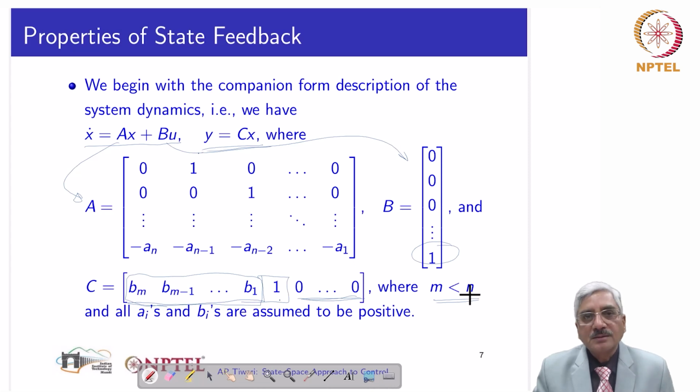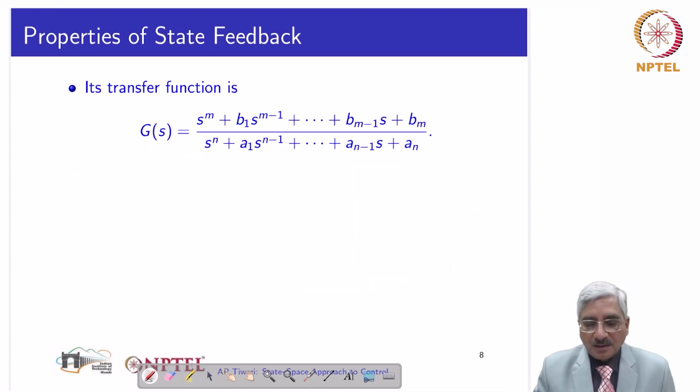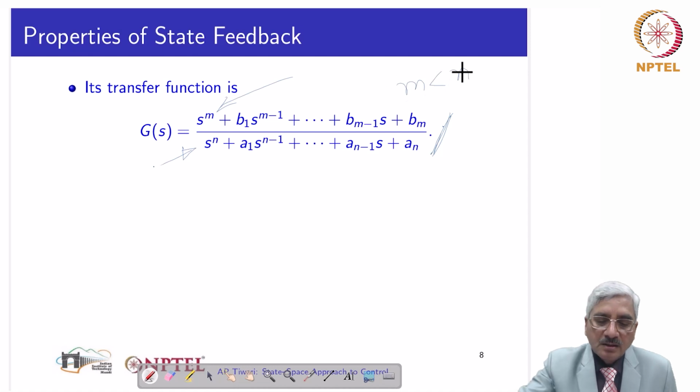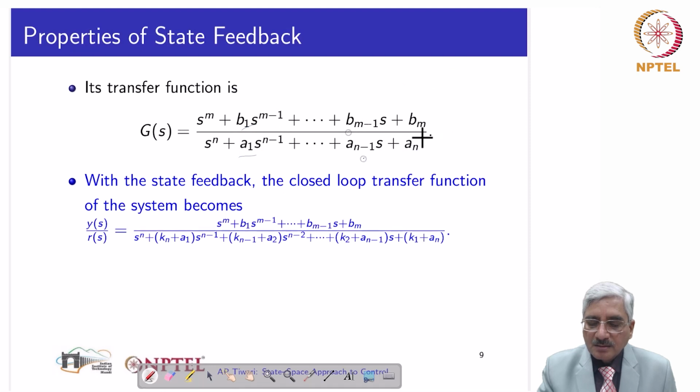So with the help of this description, in which A, B and C are given like this, we will look at the properties of state feedback. What are the various properties of the state feedback? And we will take a classical approach, means we will try to show in terms of the transfer function. The transfer function of the system described by state space is this. It is nth degree polynomial in the denominator and mth degree polynomial in the numerator. And as we said, m is generally less than n, and we are assuming that all the various a's and b's are positive quantities.